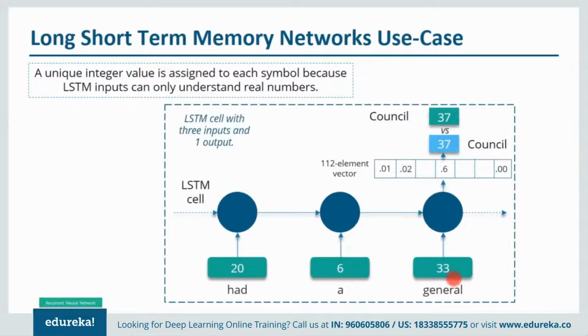All right, and then our LSTM will create a 112 element vector that will contain the probability of each of these words, or each of these unique integer values. Since 0.6 has the highest probability in this particular vector, it will pick the index value of 0.6, then it will see what symbol is attached to that particular integer value. So 37 is attached to council. So this will be our prediction, which is absolutely correct, as the label is also council according to our training data.